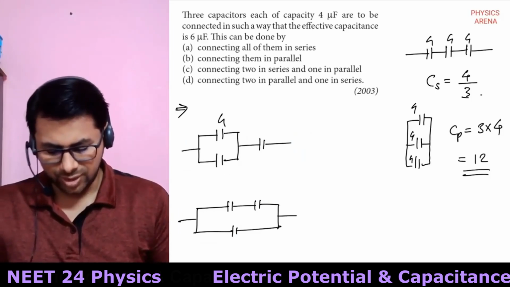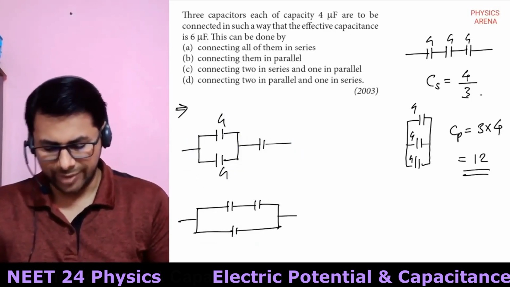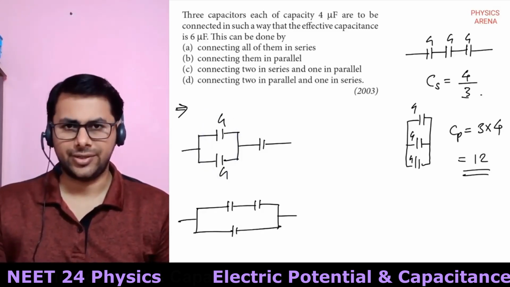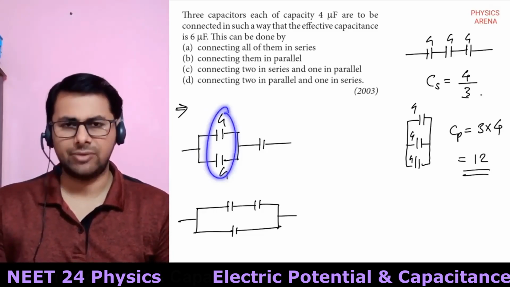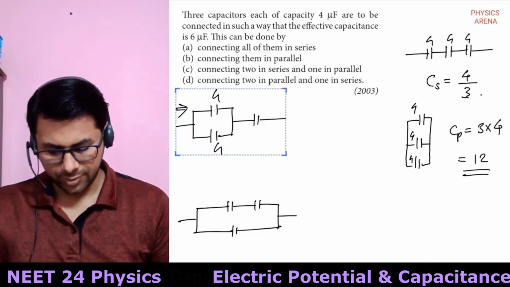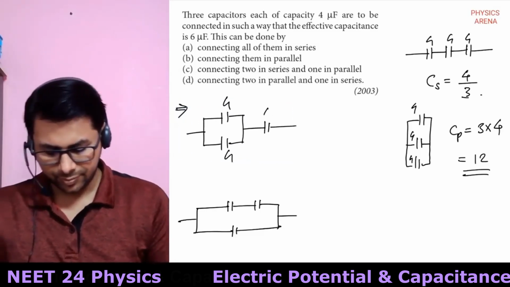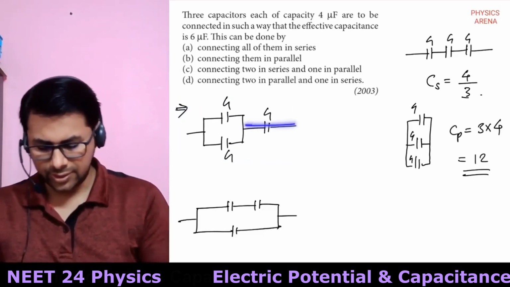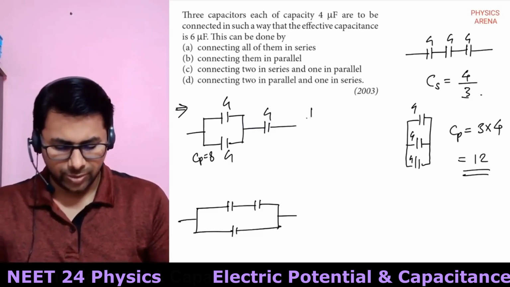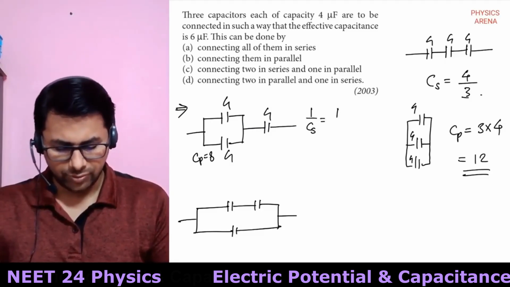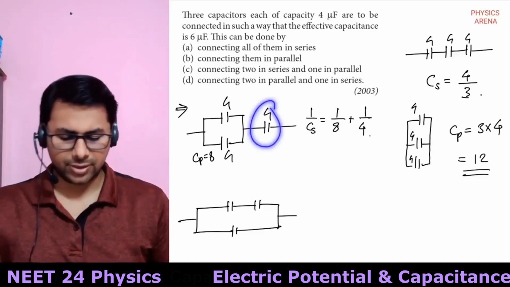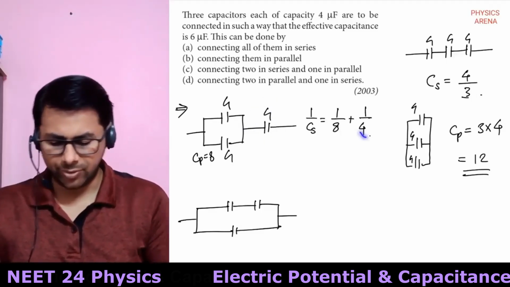Okay, so see, this is 4, this is 4. 2 in parallel. What will be the resultant of this thing? 8. Right? CP is equal to 8. Yes, no? This is 8 and you have 4 in series. So 1 upon CS is equal to 1 upon 8 plus 1 upon 4. This is in series. Or you can just say CS is equal to 8 times 4 upon 8 plus 4.